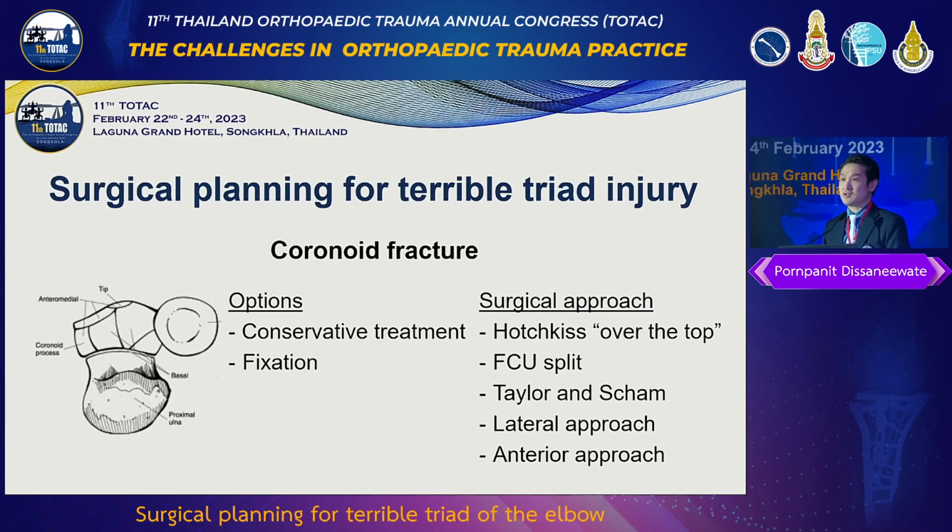And this injury has many ways to approach it. From the medial side, we also have 3 surgical approaches: the anterior Hotchkiss, FCU split, and the Taylor and Scham. And you can also access this fracture from the lateral side if you have to take off the radial head, so you can see the coronoid from the lateral side. And also you can directly access this fracture from the anterior.